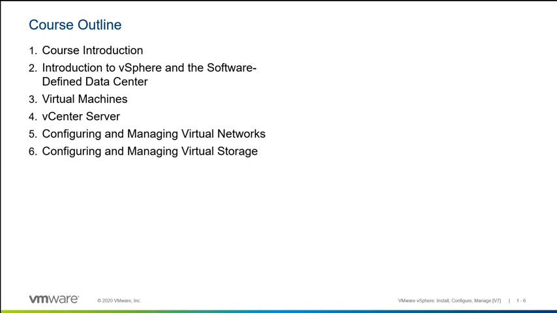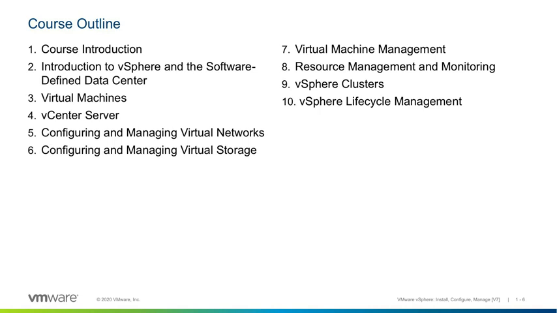Then in module number 3, we're going to look at virtual machines. We're also going to look at containers a little bit here in module number 3. We'll look at vCenter Server in module 4. In modules 5 and 6, we'll look at networking and we'll look at storage. In module 7, we'll look at virtual machine management. These are the things like templates and clones and snapshots and vMotion and how we can modify our virtual machines by changing the configuration of CPU and memory and other devices, virtual devices that we configure our virtual machines with.